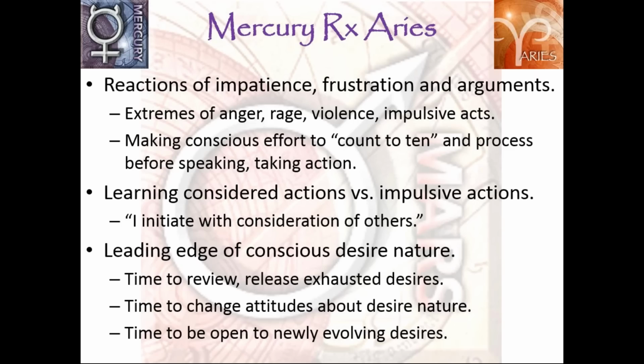Now, Mercury retrograde in Aries, Aries having that co-rulership of our conscious desire nature, what instinctively is coming out of us. This is going to be a natural time period to review and release old, exhausted desires. Been there, done that. I just don't want to do this anymore. This doesn't have meaning or value to me anymore. How do I release this social cause that I've been involved in for the last 10 years? How do I release this particular relationship that doesn't have value or meaning for me anymore? Whatever the old desire is. It's also a time period to change our attitudes about our desire nature.